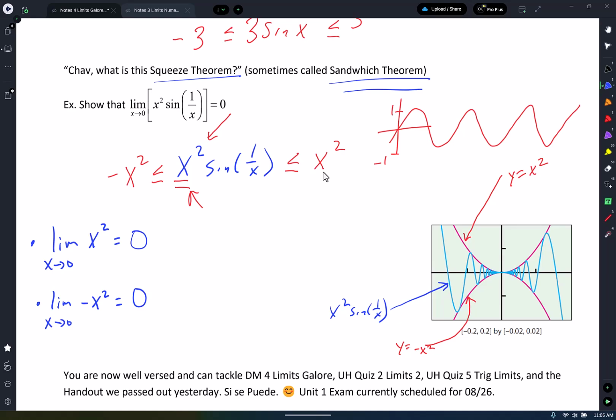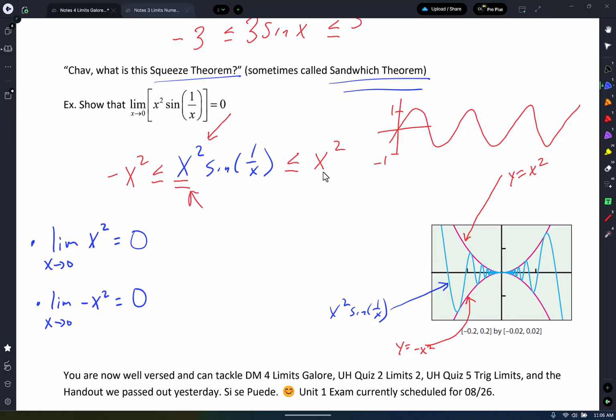And you can tell by the picture, look at this picture. The parabola x squared as x approaches 0 is 0. This one down here for negative x squared as x approaches 0 is 0. Oh, look at this curve here, the sandwich one. Look, it's converging to 0 because it's being squeezed in or sandwiched in. Does that make sense, guys?